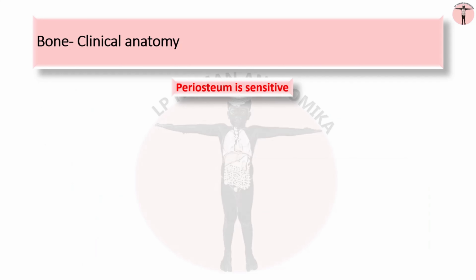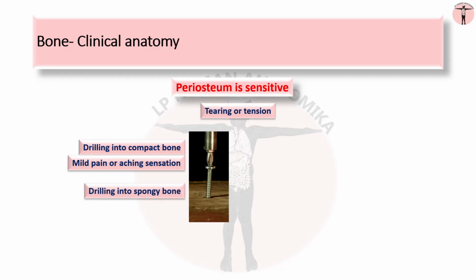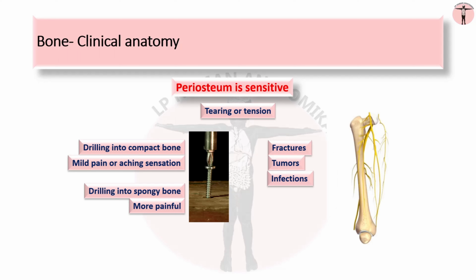Periosteum is particularly sensitive to tearing or tension. Drilling into the compact bone without anesthesia causes only mild pain or an aching sensation. Drilling into spongy bone is much more painful. Fractures, tumors and infections of the bone are very painful as the periosteum is richly supplied by somatic nerves.